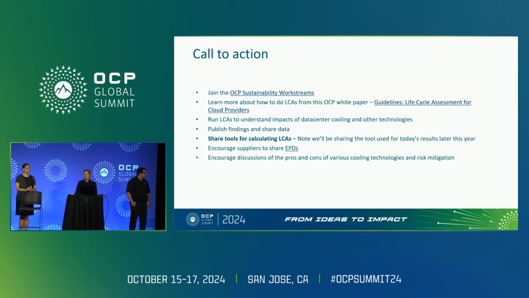And note that we do plan to share, as Husam mentioned, the tool used to calculate the results that we've just shared later this year with the OCP community and beyond. We encourage suppliers to share environmental product declarations or EPDs. And we encourage discussion and risk mitigation of the various trade-offs of different cooling technologies.